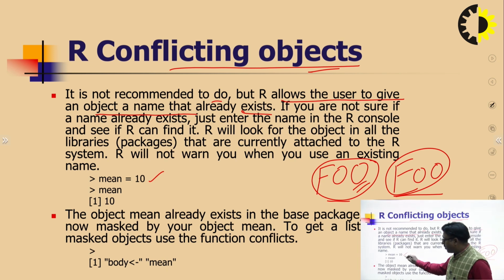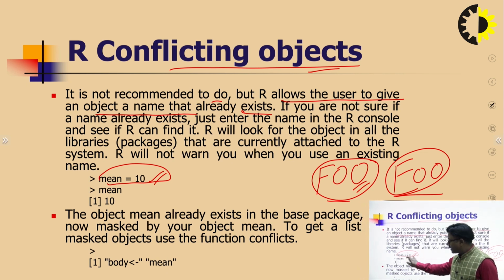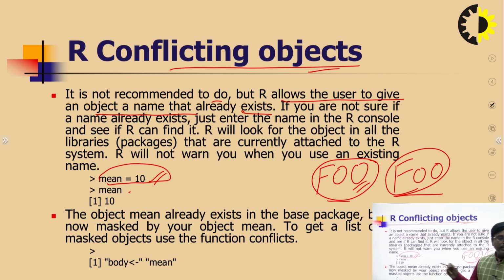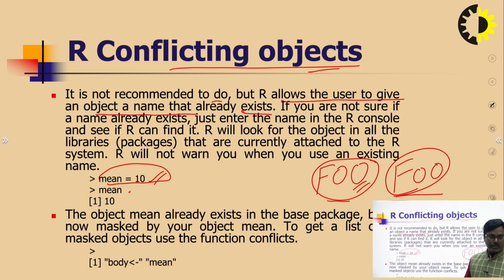When the user calls this with the same name, it represents an object which has been initialized with the value 10, and when it is called on the command prompt, it will show you the result 10. And earlier, mean represents the mean of certain values, which is an inbuilt function.